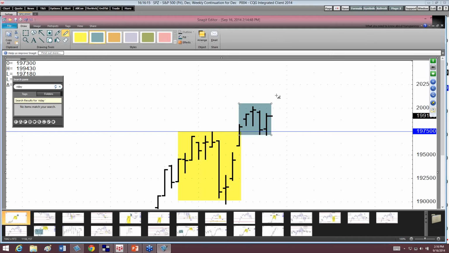It's been a little fluffy because it's been back and forth through this, but notice, it closed above it on Friday. It closed above it again yesterday. We have never had a close down below the 1975 level.